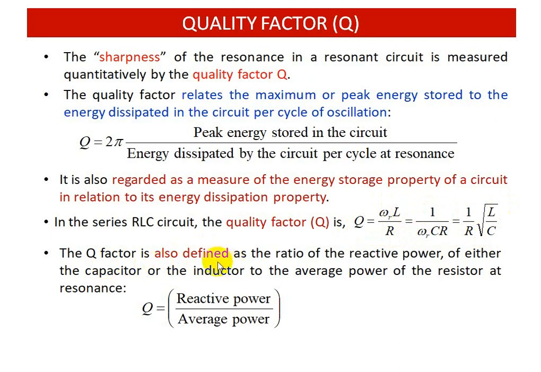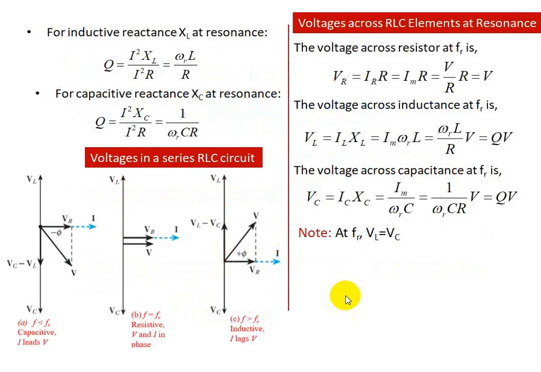Also, the Q factor is defined as the ratio of reactive power of either capacitor or inductor to the average power of the resistor at resonance. For example, for inductive reactance XL at resonance, the Q factor is given by reactive power of inductance divided by real power of resistor, that is I square XL by I square R. I square gets cancelled, so we will get XL by R. XL is nothing but omega R into L. So the quality factor equation is omega R L by R.